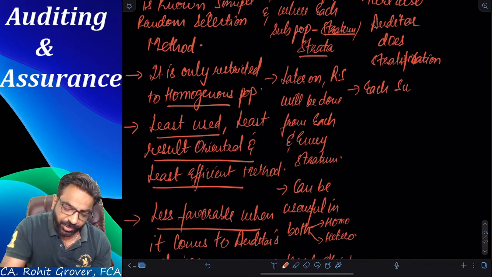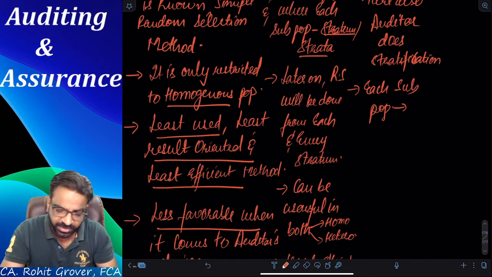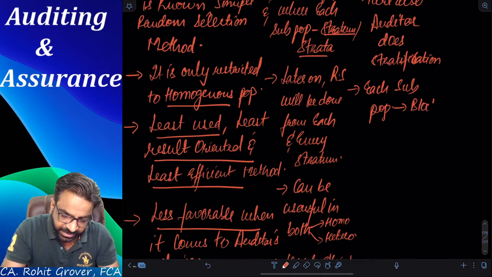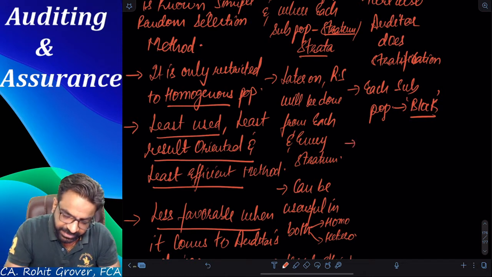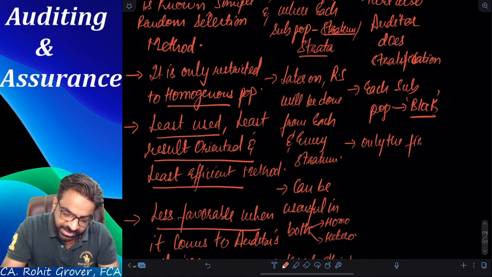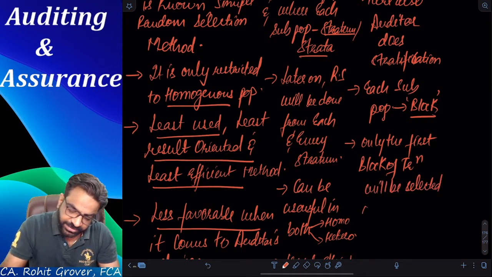Each subpopulation, here it is known as stratum or here it is known as block? Block. Yes, each subpopulation here is known as block. Next, only the first block of transactions will be selected on which basis? Random basis.